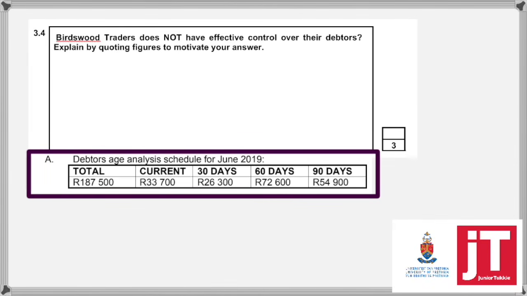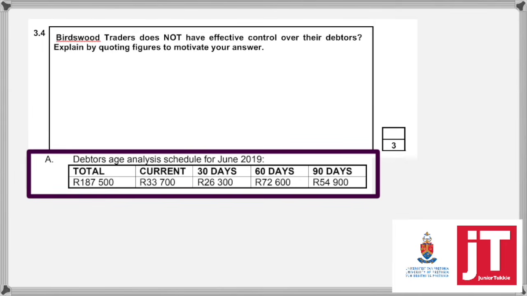Now, the next question specifically says that Birdswood Traders does not have effective control over the debtors. Explain by quoting figures to motivate your answer. So, a reminder when we're looking at age analysis, and we need to analyze to see if we have effective control over our debtors or not. We look at who does adhere to the credit terms and what percentage does not. We look at which debtors are exceeding their credit limit.